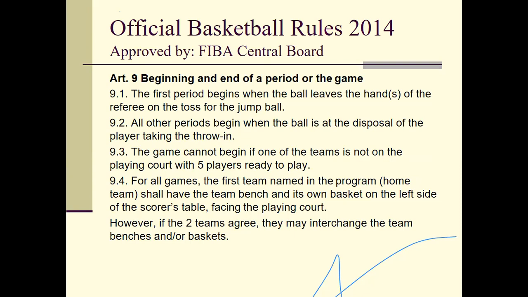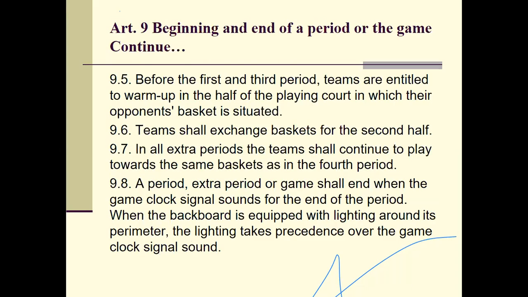Then the game cannot begin if one of the teams is not on the playing court with 5 players ready to play. For all games, the first team named in the program, which is the home team, shall have the team bench and its own basket on the left side of the scorer's table facing the playing court. However, if the 2 teams agree, they may interchange the team benches and or baskets. So those are just simple additional sideline rules.